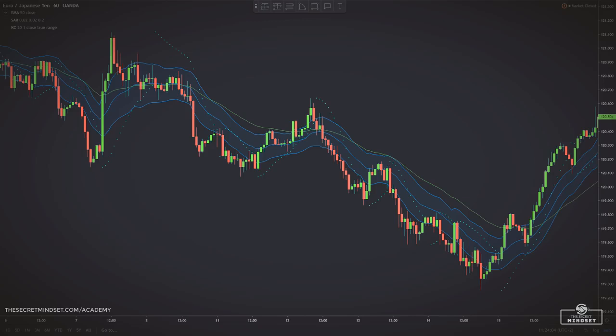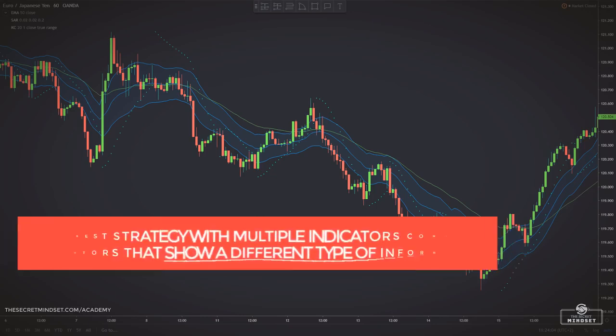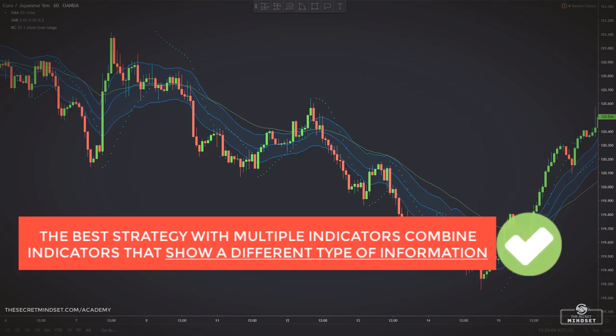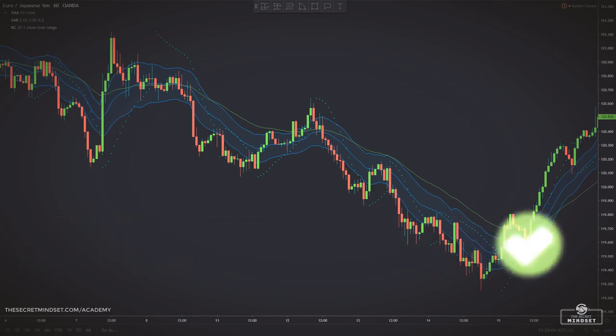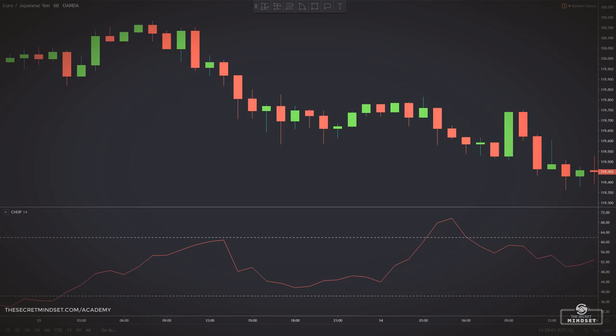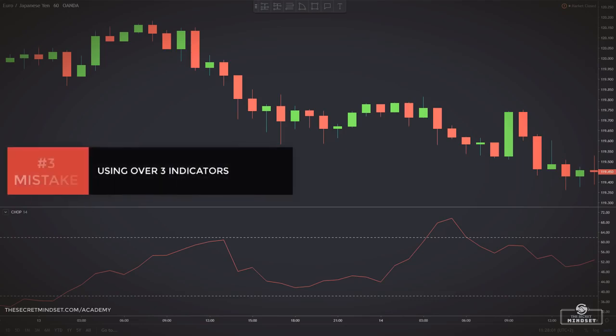The fix to the overemphasizing information from using indicators that belong to the same group is quite simple. Avoid using technical indicators that display the same kind of information. The best strategy with multiple indicators is to combine indicators that show a different type of information. And here's another common mistake: using way too many indicators.